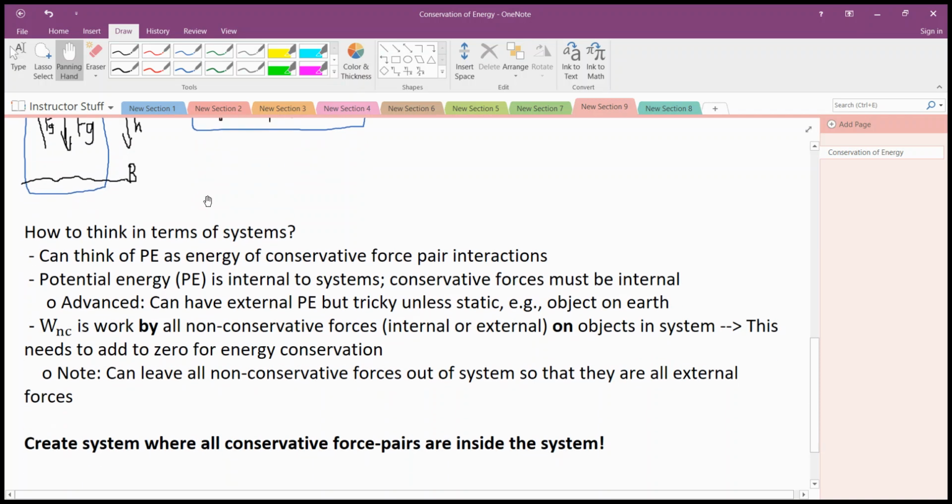So there is your fundamental principle. Draw your system so all the conservative force pairs are internal forces and leave non-conservative forces out of your system, or at least leave all non-conservative forces that do net work, net non-zero work, out of your system.